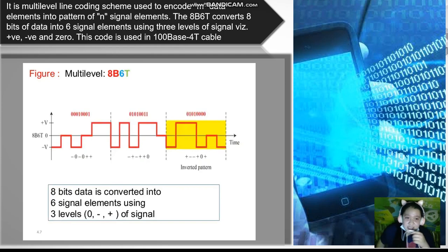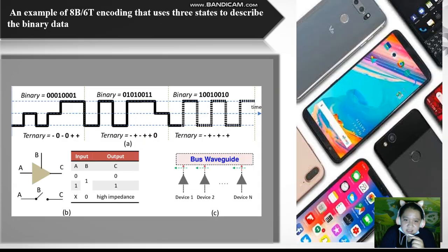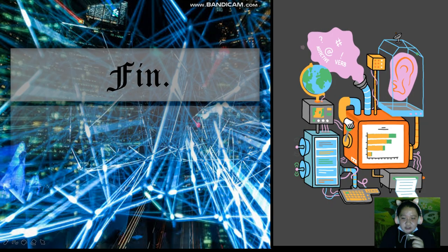So, as you can see here, this is the example of a multi-level 8B6T figure. So, 8 bits data is converted into 6 signal elements using 3 levels, 0, negative, and positive of signal. This is an example also of 8B6T encoding that uses 3 states to describe the binary data. You can see the guide here, the A, B, and C, but what we are actually using right now is the A method. So this is the end.